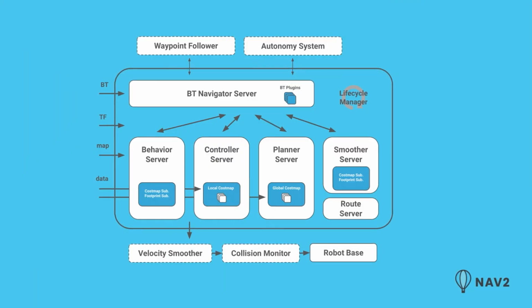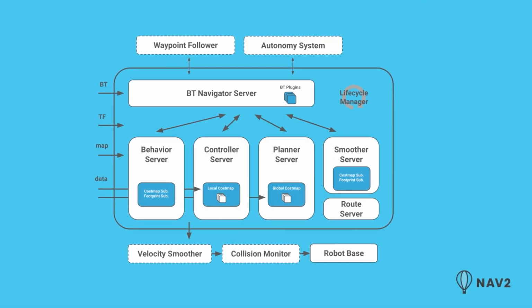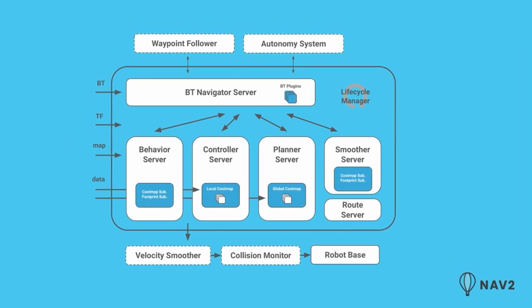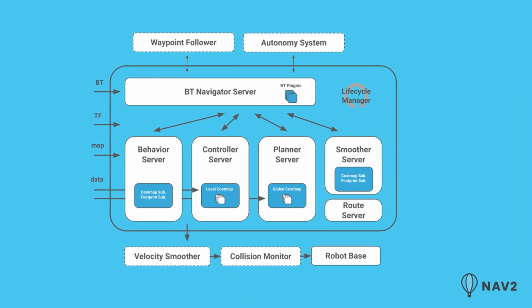Nav2 is built upon a set of modular task servers orchestrated by the Behavior Tree Navigator, or BT Navigator, to accomplish robot autonomy. Each task server computes some part of the autonomy problem.